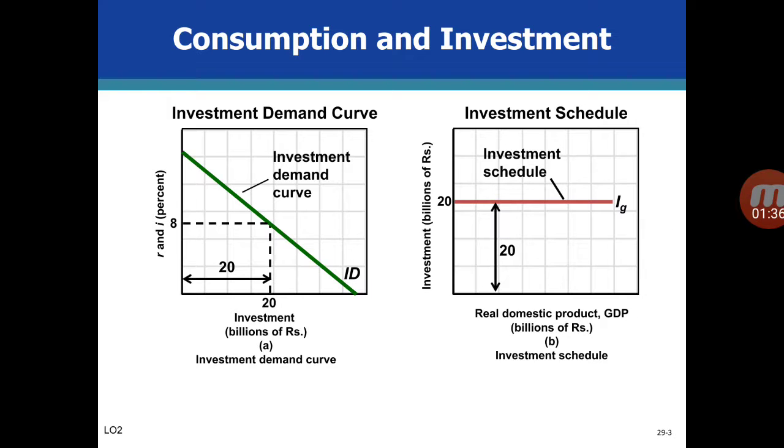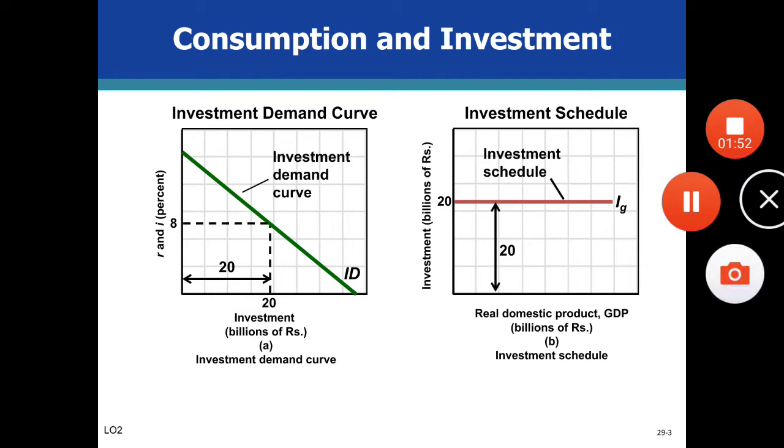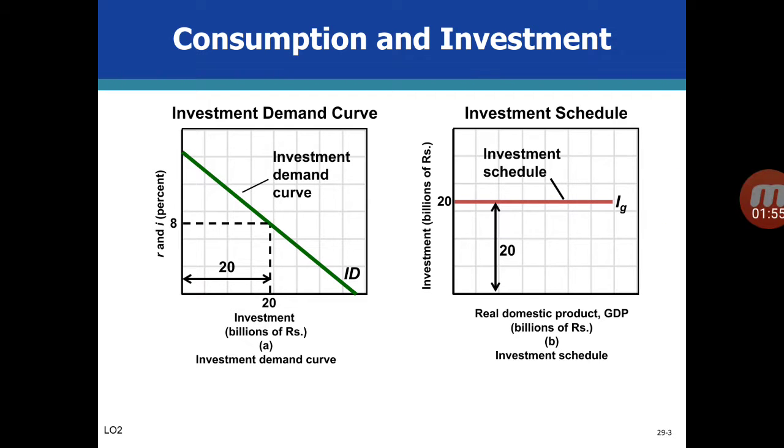In this slide, we have two different types of diagrams. One of them is called the investment demand curve, which is negatively sloped. Investment is determined by the rate of interest. The higher the rate of interest, the lesser the investment, and vice versa. In diagram B, the investment schedule is fixed as given in diagram A, 20 billion rupees. This is fixed irrespective of the real GDP, whether the real GDP is low or high. It has no concern with the investment schedule. It is fixed. This is also one of the assumptions.